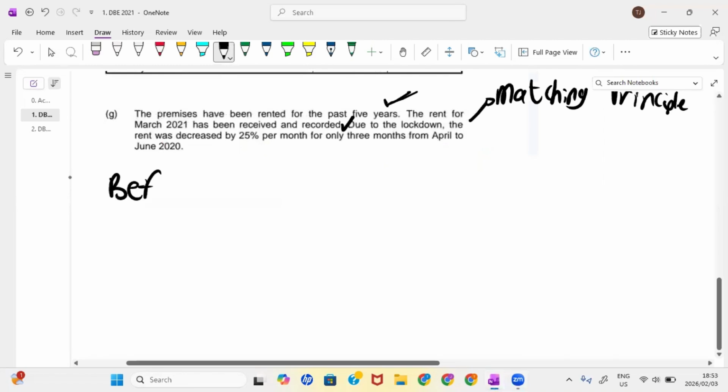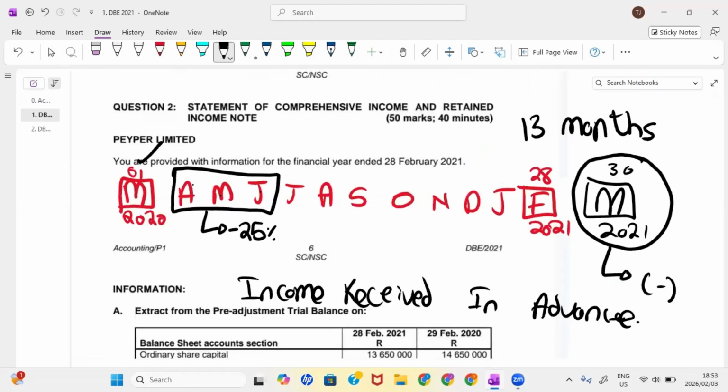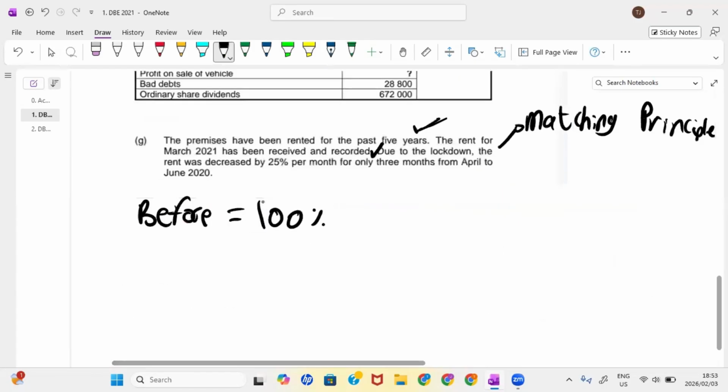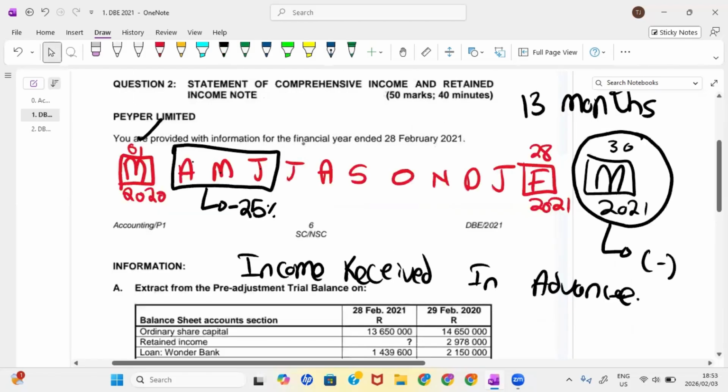So before the decrease, we were actually receiving 100%, which was only for this month of March. And then we have April, May, and June. That's when we were receiving what? Let me write "during," meaning during the decrease, né? During the decrease, we were receiving 100% minus 25%, which is actually 75%. That's 75% that we were receiving just for these 3 months only.